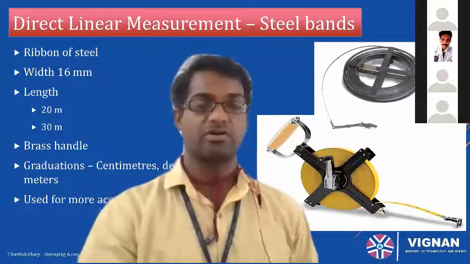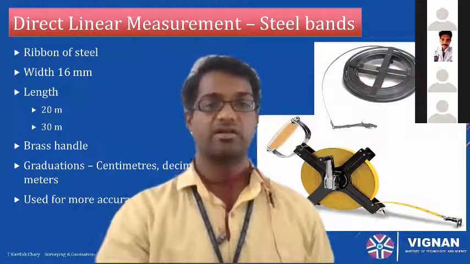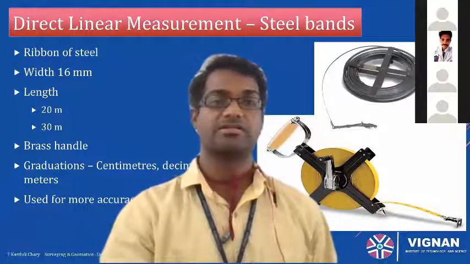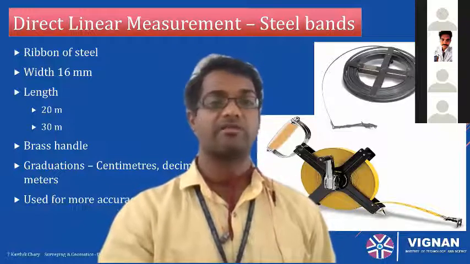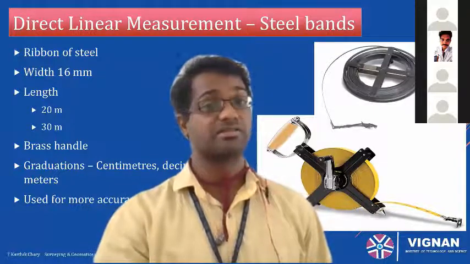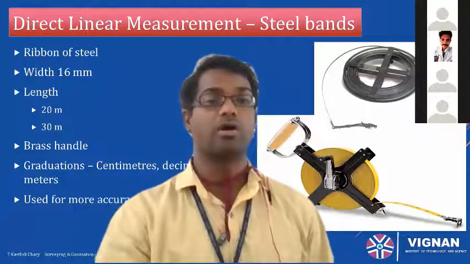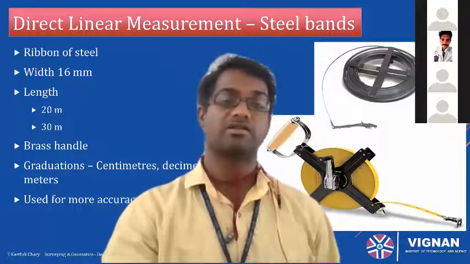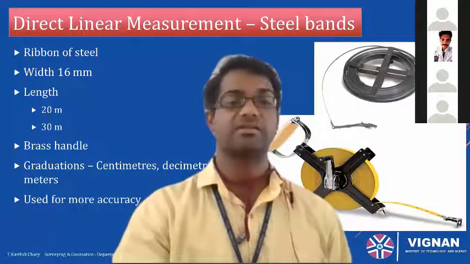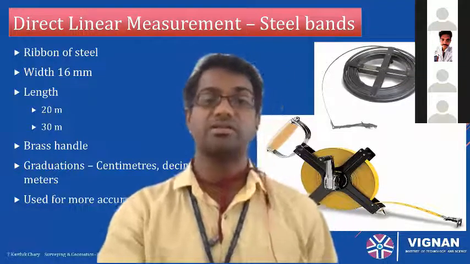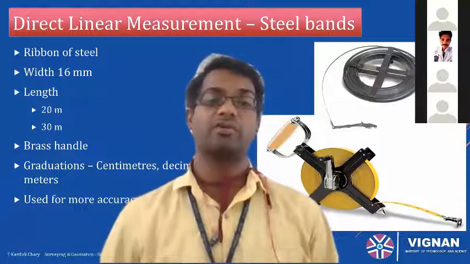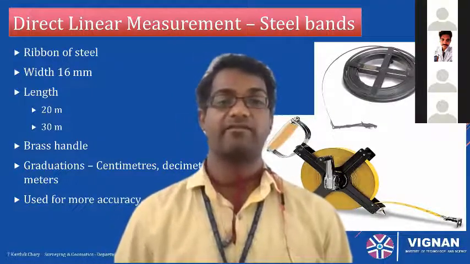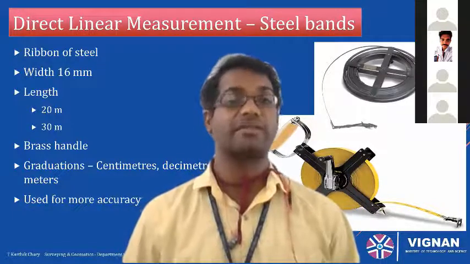It is made of a ribbon of steel, and the width of this steel is 16 mm, and the lengths are available for 20 meters and 30 meters. This is a very accurate instrument to measure between two points, and moreover it is also fitted with handles in some steel instruments. Its designations are also available for centimeters, decimeters, and meters. So we have a minimum least count of centimeters.